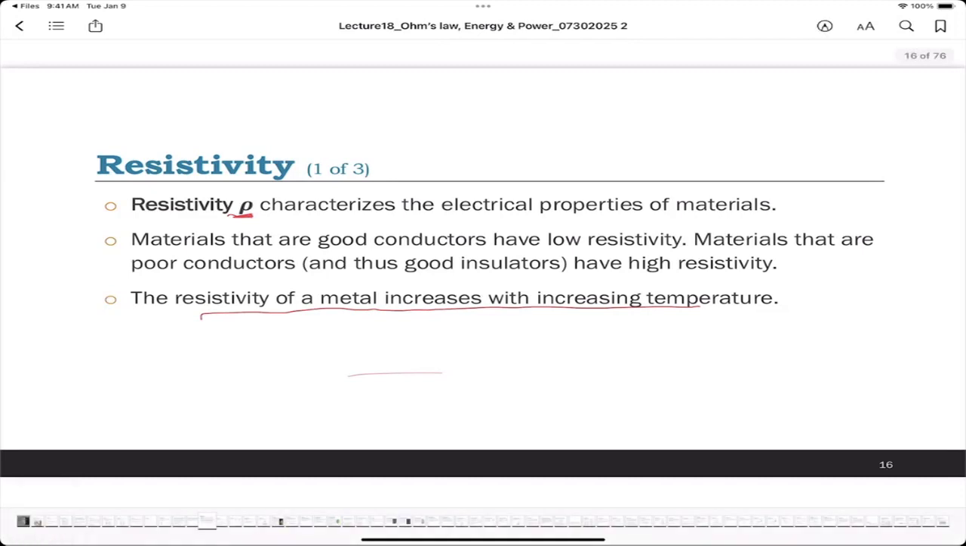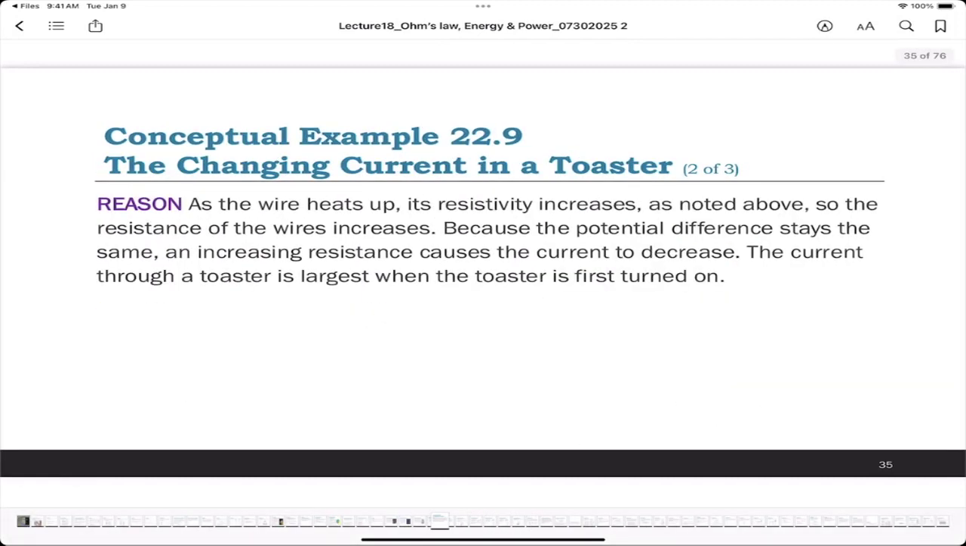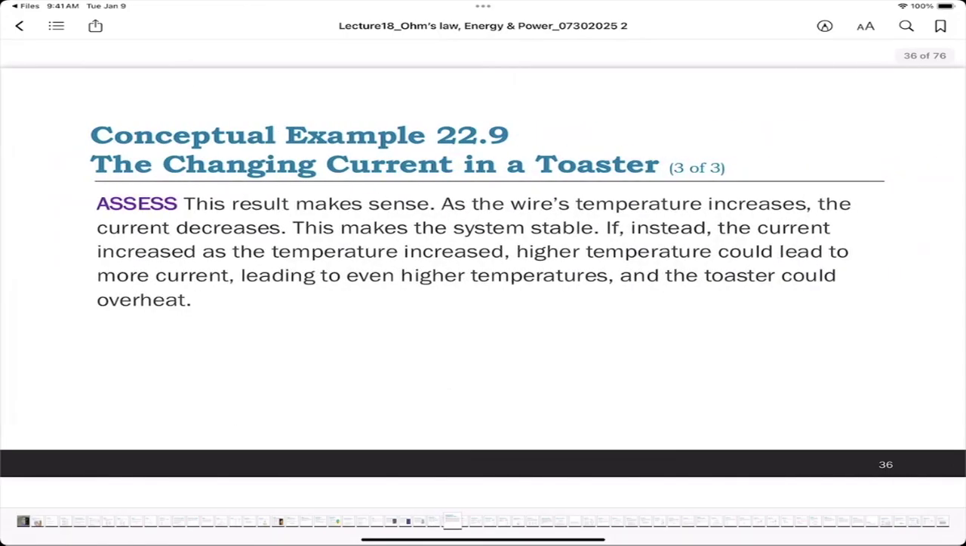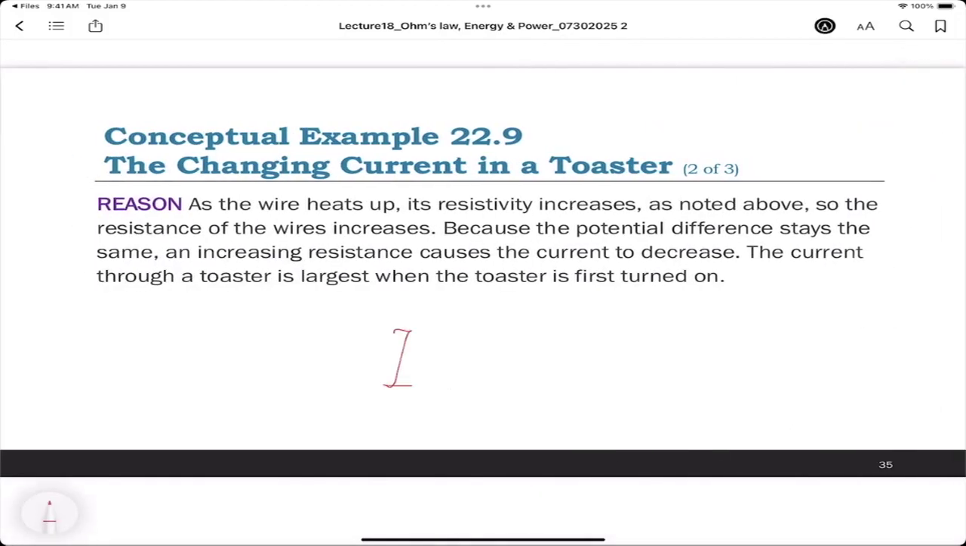Let's continue to talk about the example. As the wire heats up, its resistivity increases, and because the potential difference stays the same, an increase in resistance causes the current to decrease. We know from Ohm's law, I equals delta V divided by R. This one stays the same, and if this one increases, the current will decrease. The current through a toaster is largest when the toaster is first turned on. Does it make sense to you?